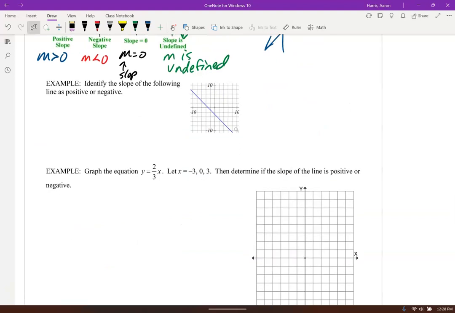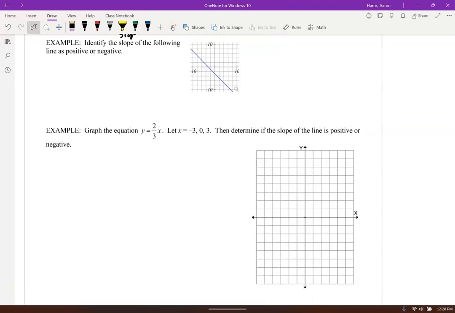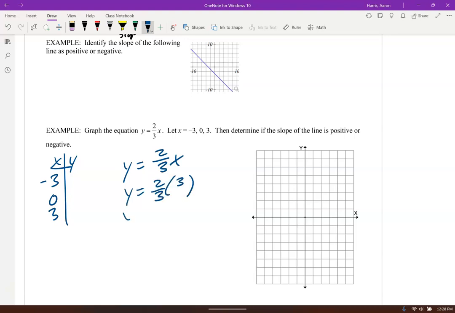Let's go ahead and graph this one, and then we'll determine if the slope is negative, positive, 0, or undefined. So y equals 2/3 x, with x values negative 3, 0, and 3. Let's plug those into y equals 2/3 times x. Our x here is 3. So we got 2/3 times 3 over 1. 2 times 3 is 6 over 3. It looks like we got 2. So negative 3, left 3, up 2. There's our first one.